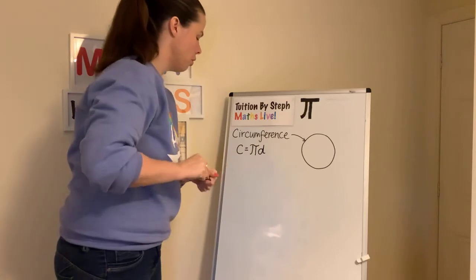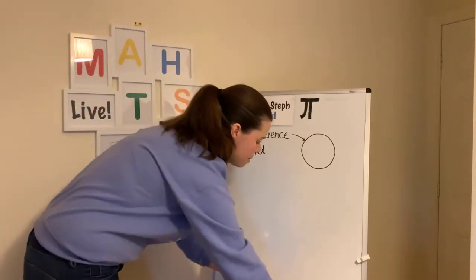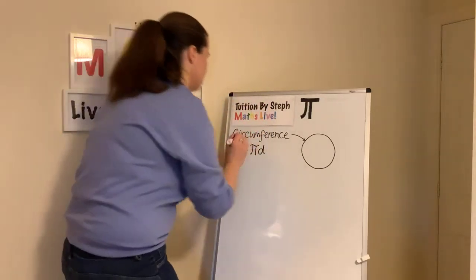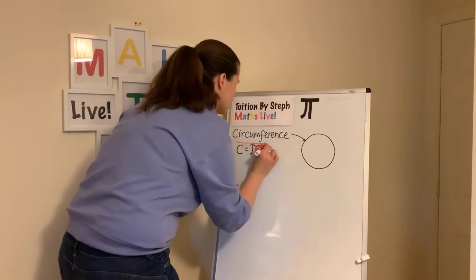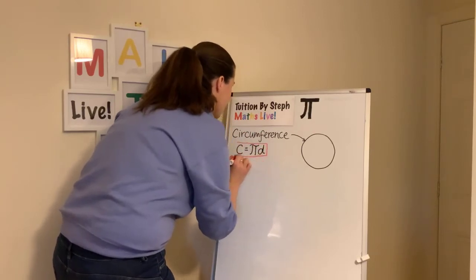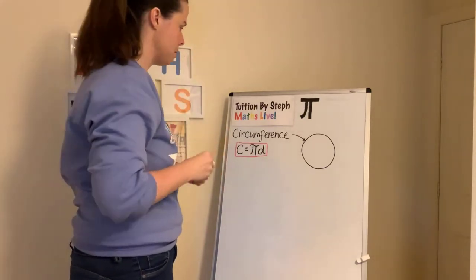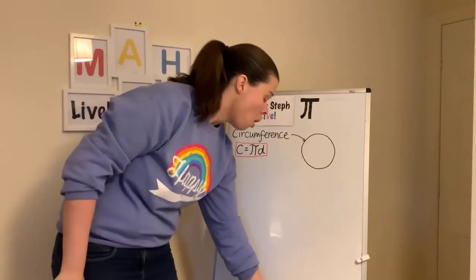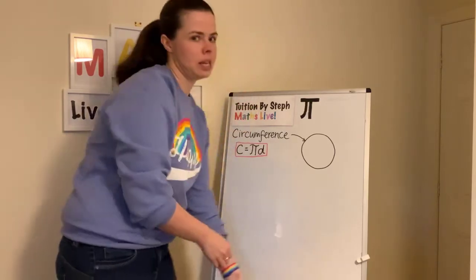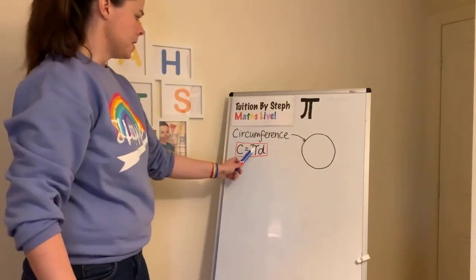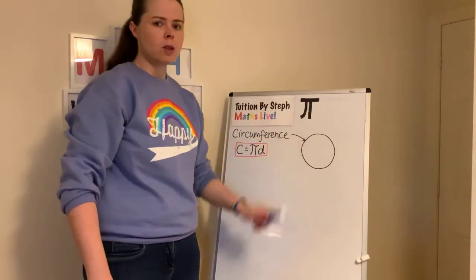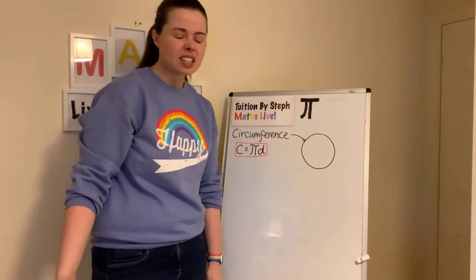What on earth does that mean? So that's the formula. C equals pi d. But we need to interpret, first of all, what that means. We know what the C means. That funny shape. What is that?